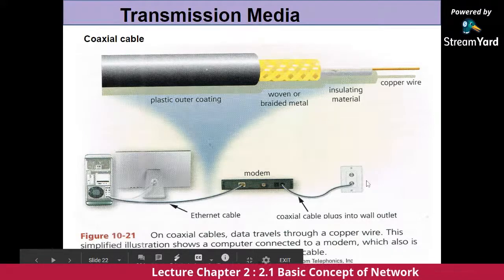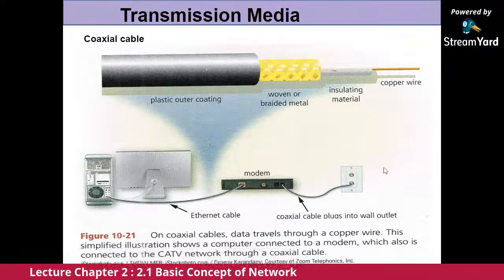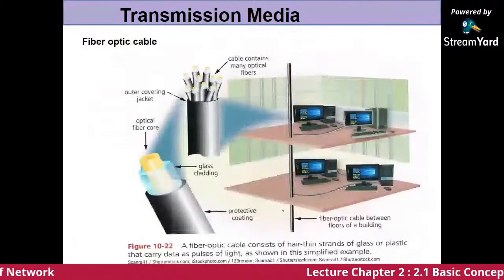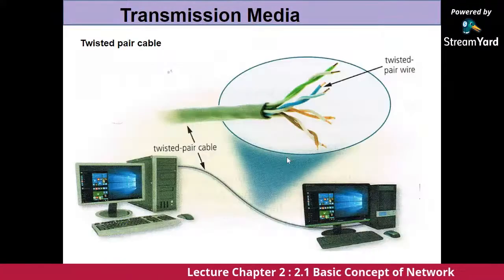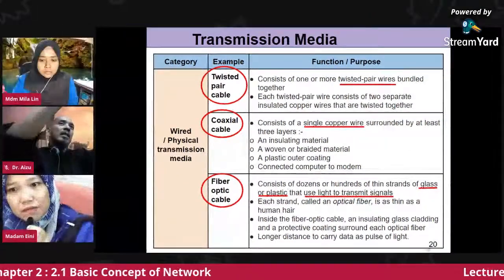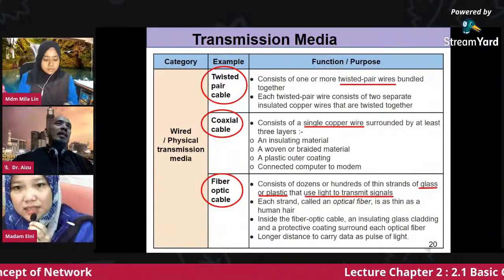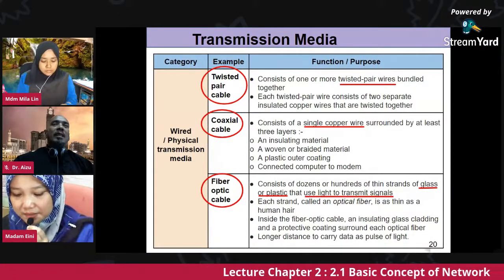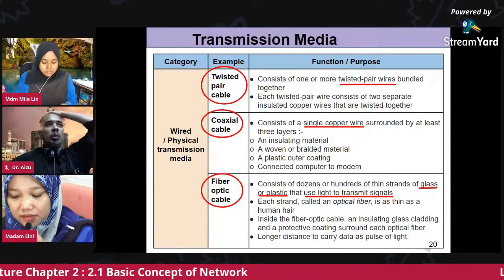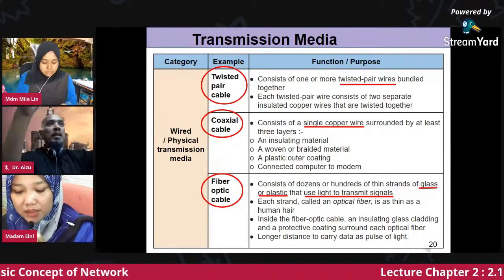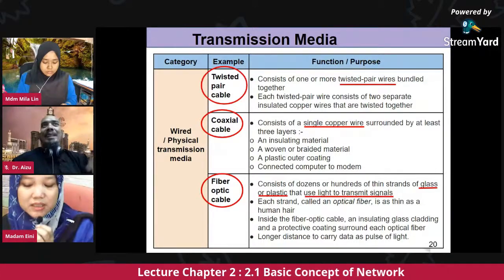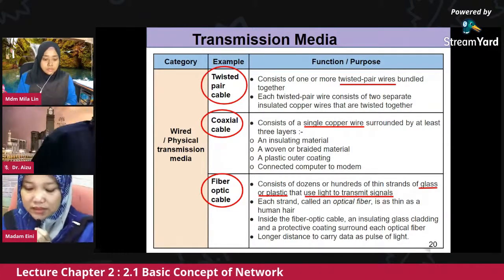Okay, the last example for transmission media is fiber optic cable. Fiber optic cable consists of dozens or hundreds of thin strands of glass or plastic that use light to transmit data. So now, can you imagine how fast the data travels using fiber optic compared to the other two types? Fiber optic is the fastest because it uses light to travel the data.